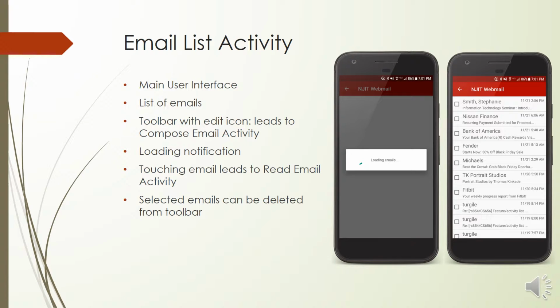Each email in the list contains the email's from address, the subject, the received date and time, and the checkbox. Unread emails are displayed in bold to indicate to the user that they have not yet seen the content of those emails. Touching an email opens the read email activity for that email. Selecting an email by checking the checkbox shows the delete button in the toolbar, which, when pressed, will delete the selected emails.